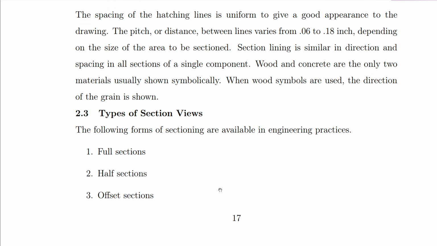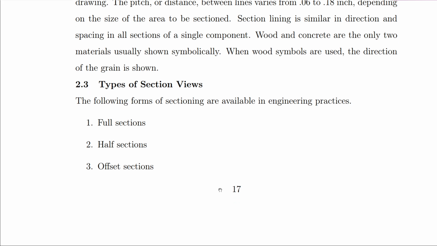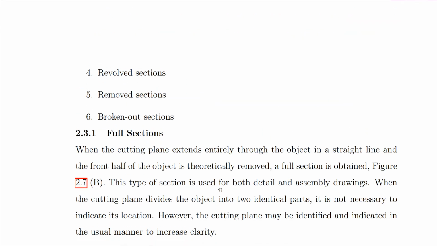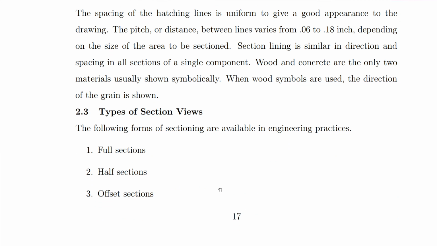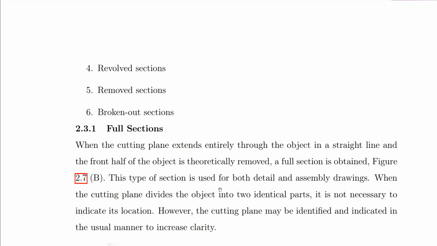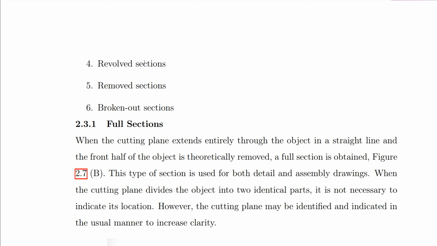Types of section views. There are different types of section views which we are going to look at. The first one is what we call full section. We have also half section. We have offset section. We have revolved section. We have removed sections. We have broken out sections. And we are going to look at these different types of sections one after the other.